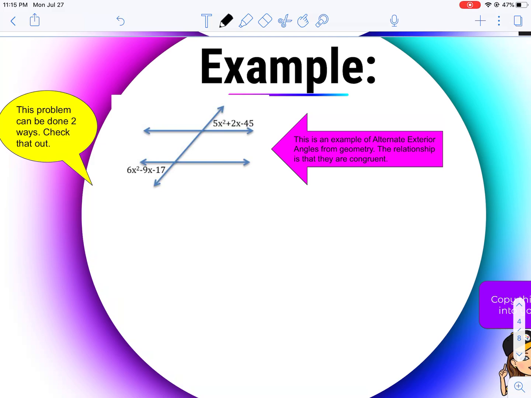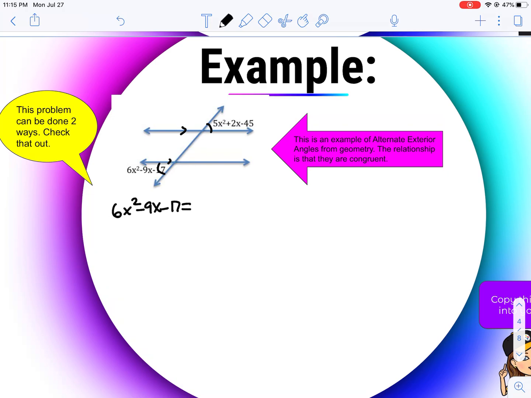Okay, in this example, we're going to look at another geometric problem that also involves quadratics. If you remember from geometry, these are called alternate exterior angles. And I think we're to assume these lines are parallel. And if the lines are parallel, then we know the alternate exterior angles are congruent, which means we can make an equation out of that.